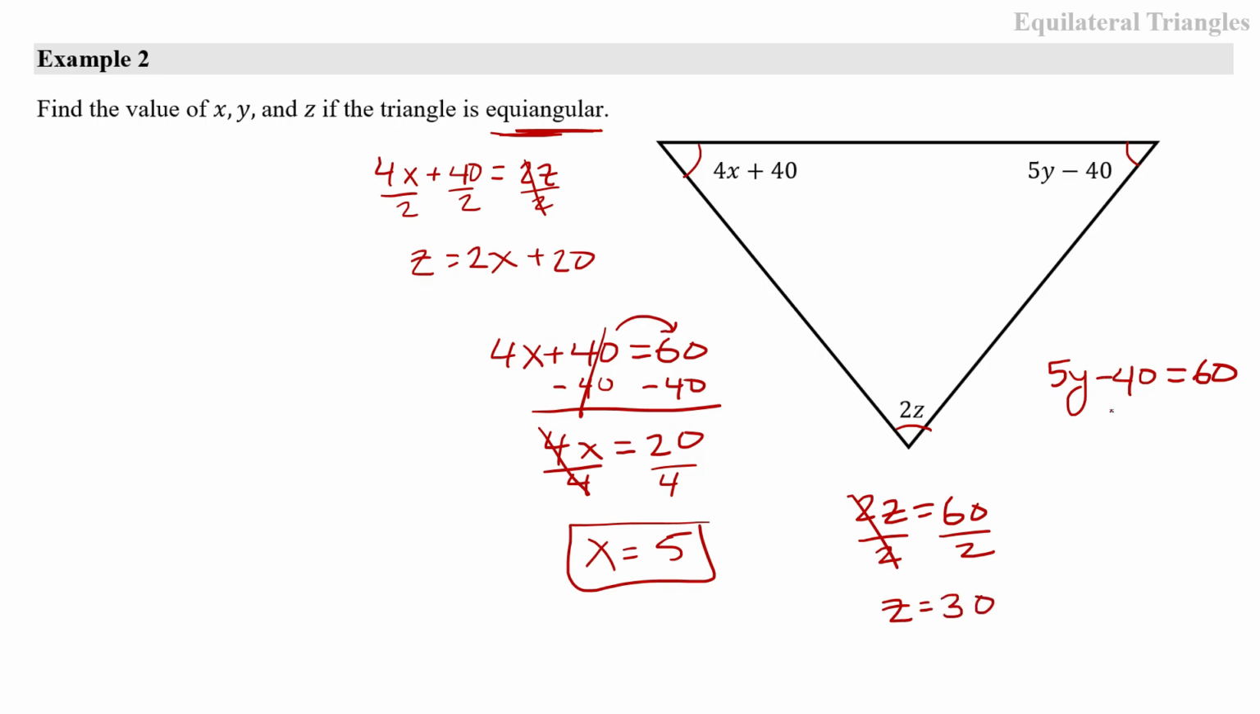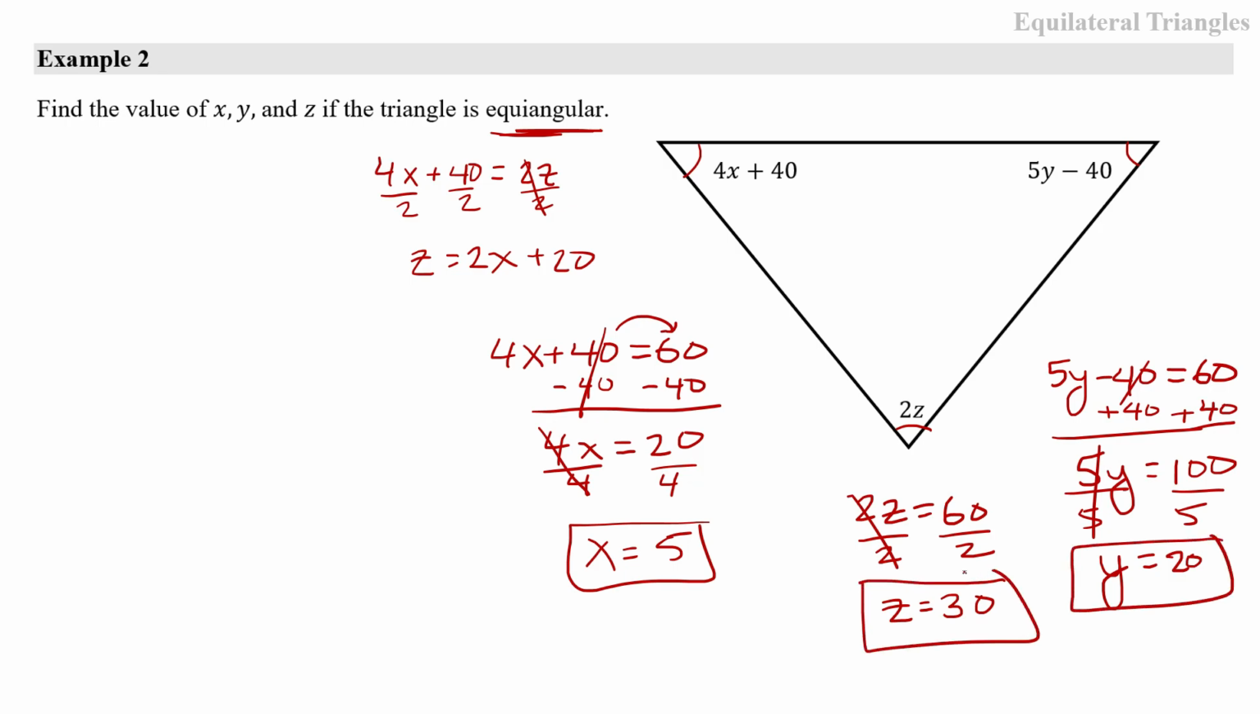And on the right side here, I can add 40 to get rid of that negative 40. What am I left with? I'm left with 5y is equal to 60 plus 40, which is 100. Then I can divide both sides by 5. This cancels, and I get y equals 100 divided by 5, which is 20. And so those are my three answers: x is 5, z is 30, and y is 20.